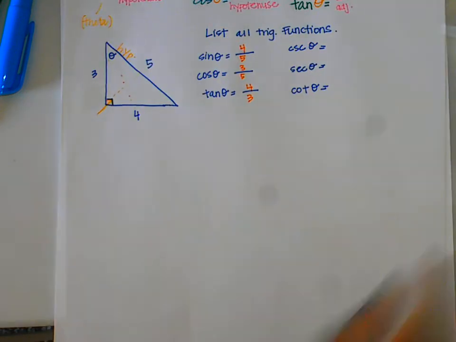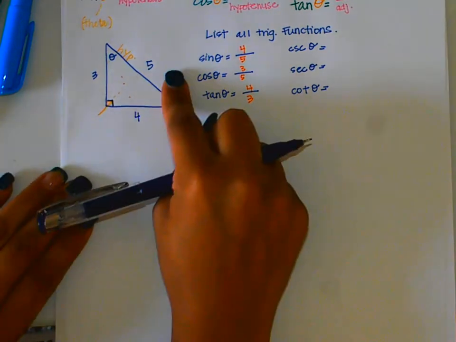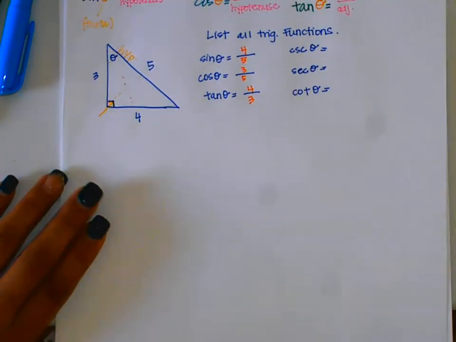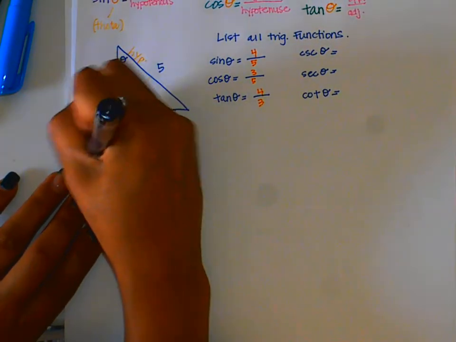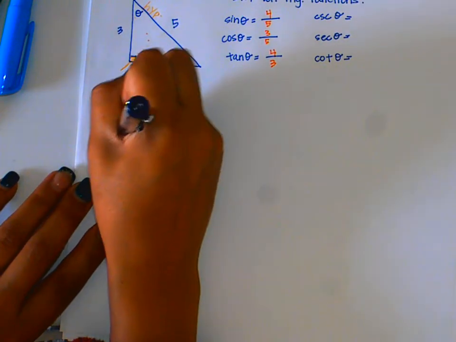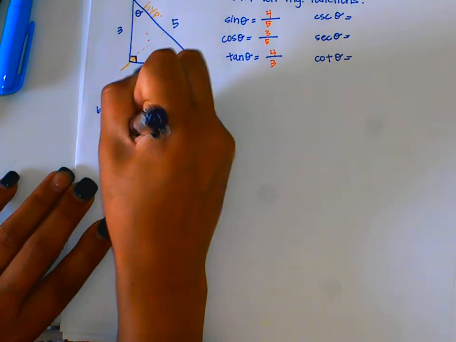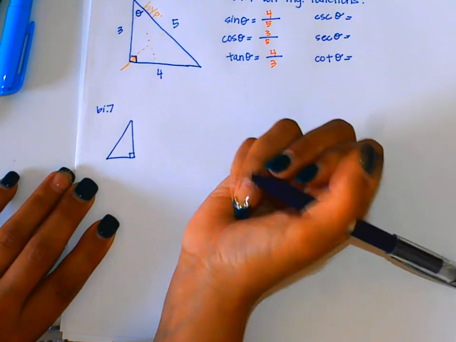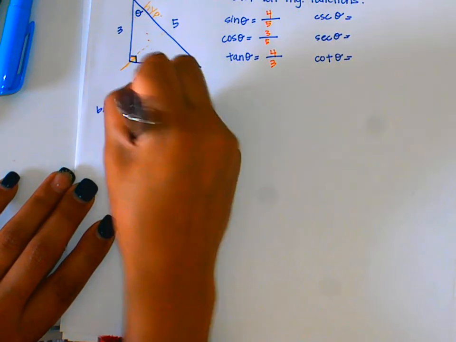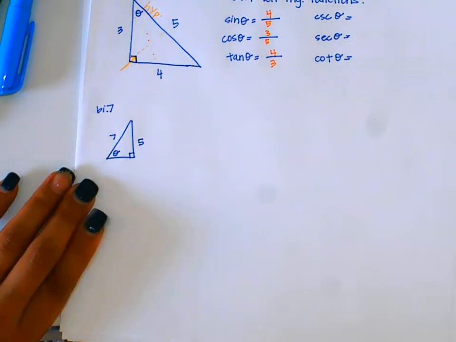Okay, so let's start doing some actual problems with these things. There's going to be times when you're given a triangle with all three sides, and you might be given a triangle that doesn't have all three sides. So say, for example, this is your reference angle, theta, and this side is going to be 5, and this is going to be 7.